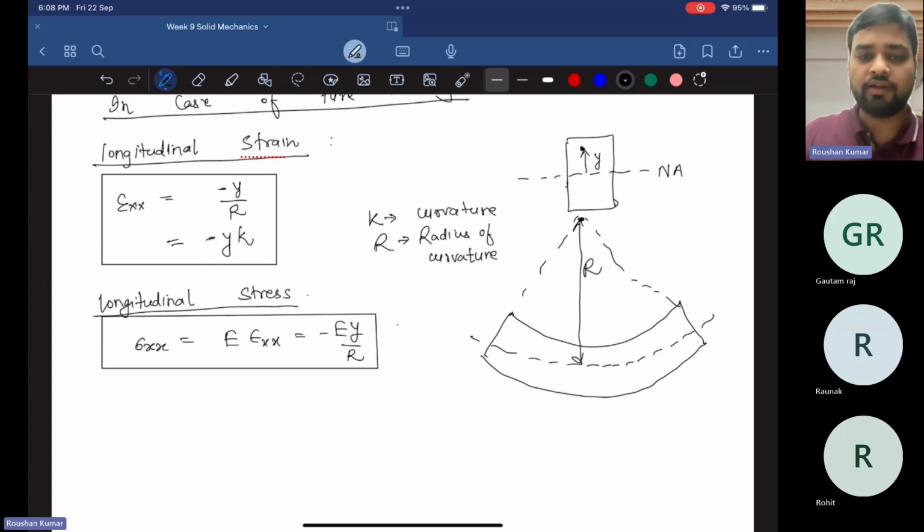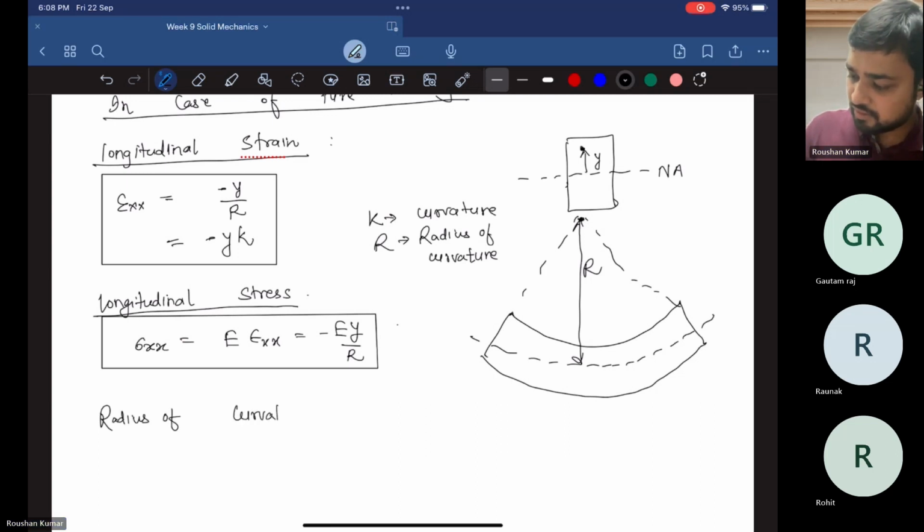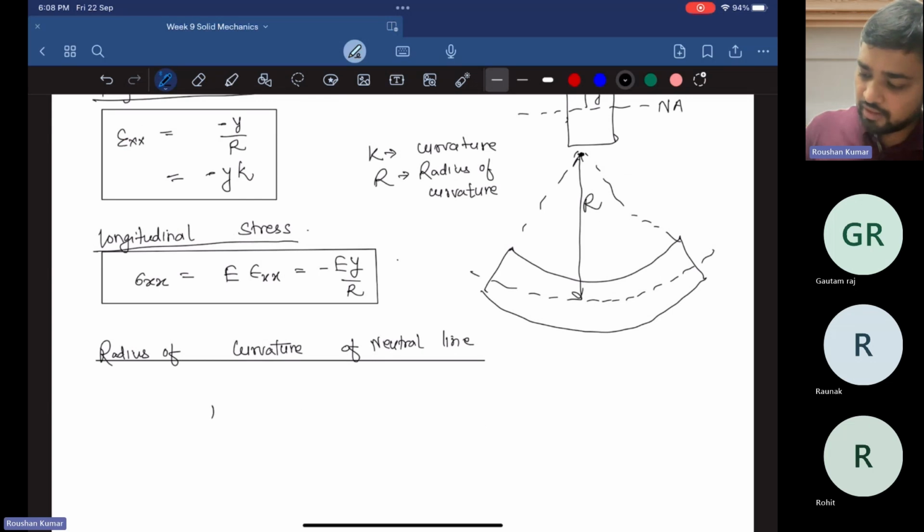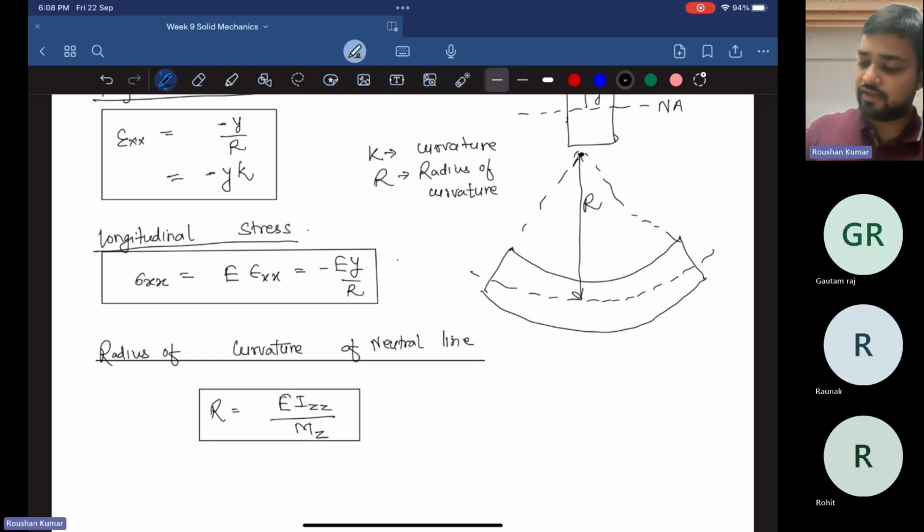Now we also have a formula for the radius of curvature of the neutral line, which is given in terms of bending moment. It is given by r equal to E Izz upon Mz. This is the radius of curvature formula of the neutral line, where E is the Young's modulus, I is the second moment of area, and Mz is the moment about the z axis.